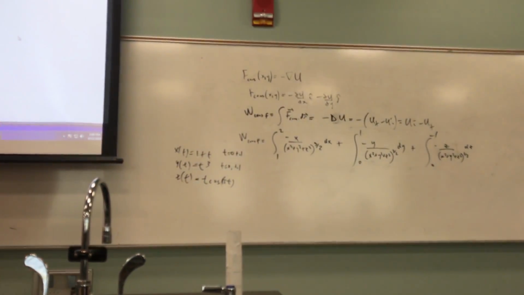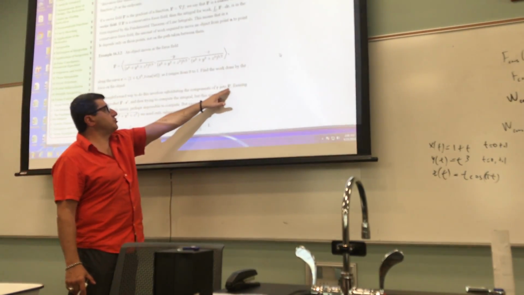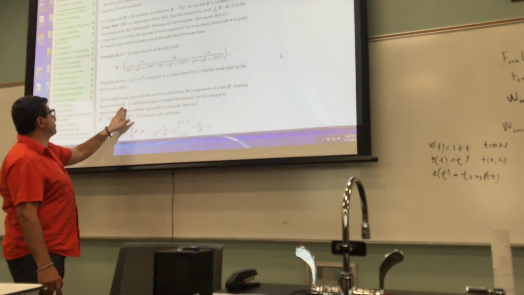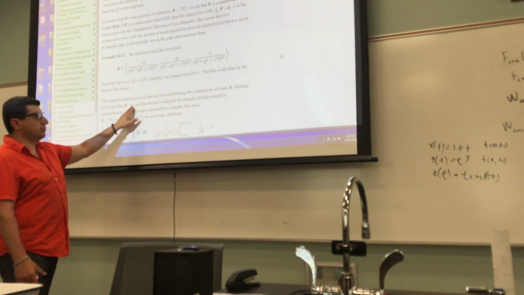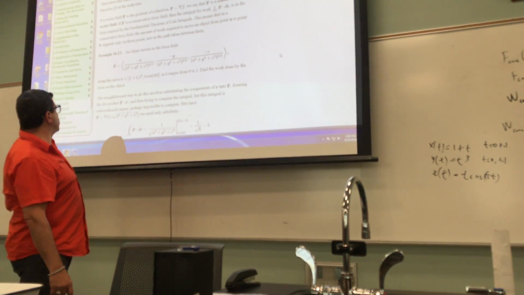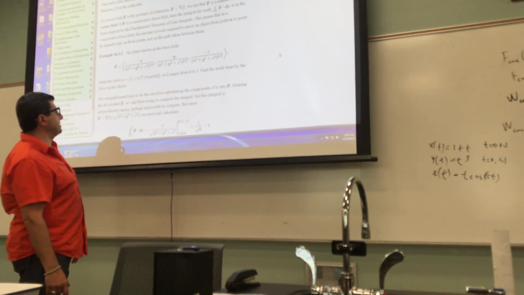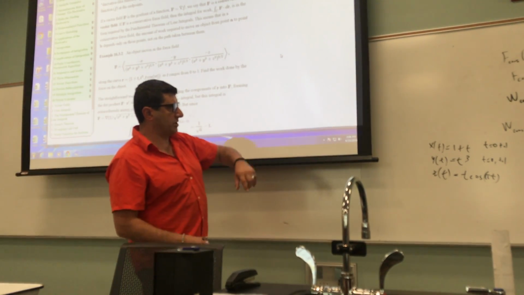So it says, the straightforward way to do this involves substituting the components of r into F, forming the dot product of F and r prime, which is what we did, and then trying to compute the integral. But this integral is extraordinarily messy, perhaps impossible to compute. Is that pretty hard?